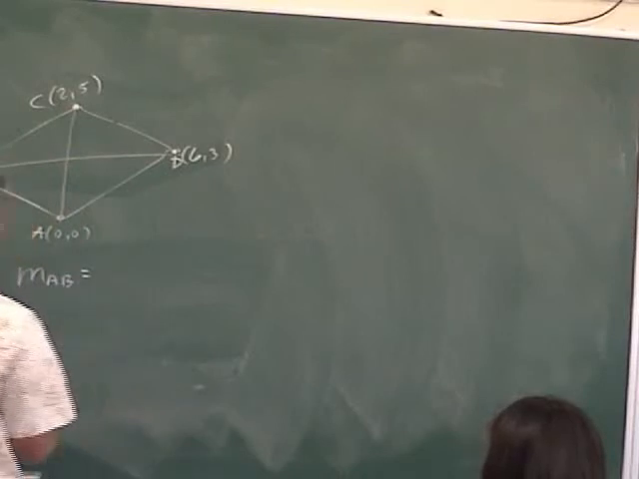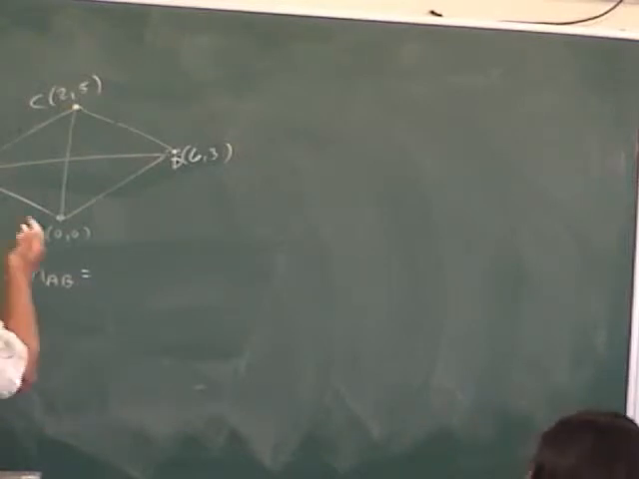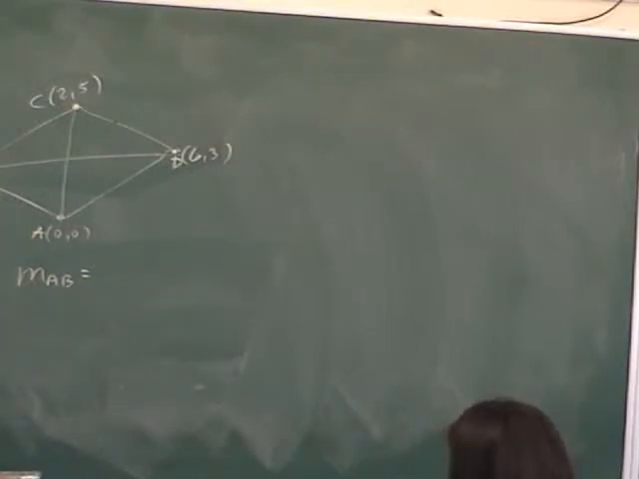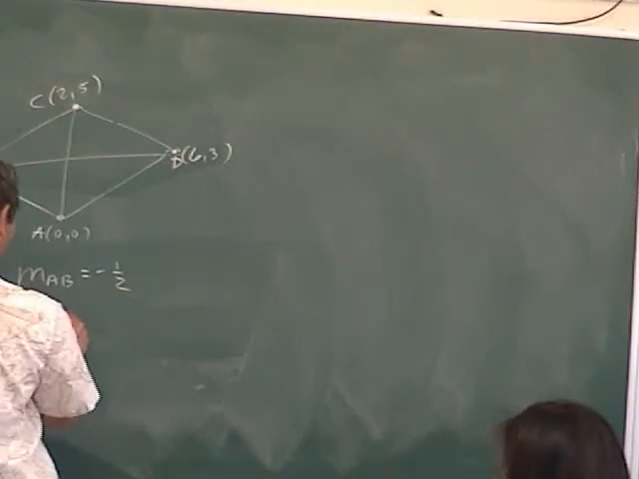Okay, so what's the slope of AB? Park. That's 0. Negative, negative what? Wait. Y minus y over x minus x. Oh, why? Oh. Negative half. Negative half. Okay, what's the slope of BC?